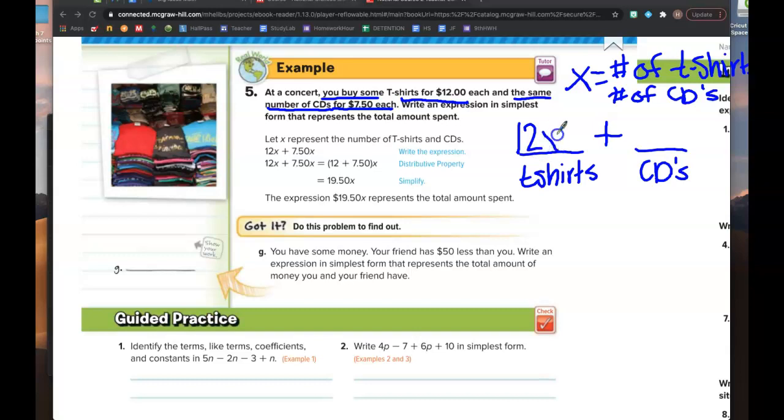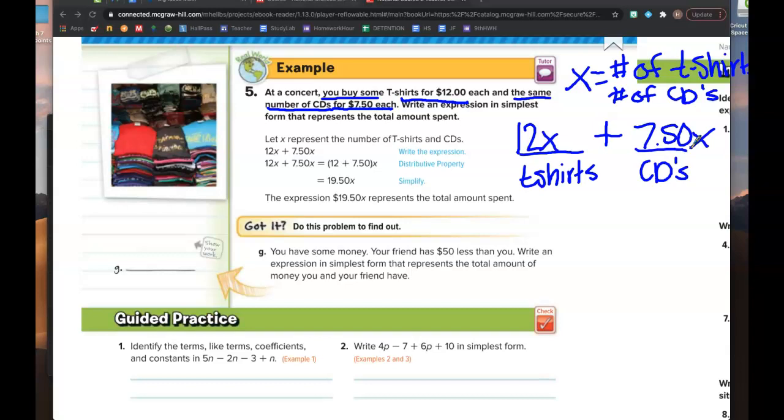X. So Alex, are you writing this down with me? Okay, so you need to follow along. Plus, how much do my CDs cost? Times, how many of those did I buy? So 12 times the number should give me my cost of t-shirts, plus 7.50 times the number should give me my cost of CDs, which would give me my total cost, right?